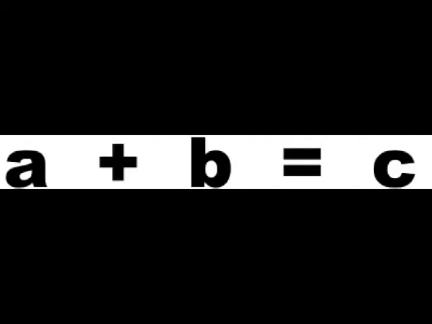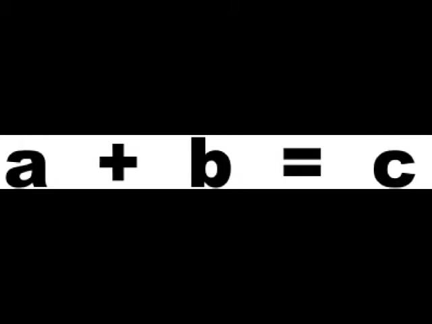We can represent this process symbolically with the letters A, B, C, and an equals sign. A is the number of beans in the first bag, B is the number of beans in the second bag, and C is the number of beans in the third bag after transferring the beans. I have shown this to be true for one particular case, and I encourage you to experiment to see that it is true for all whole numbers A and B. Now that we have defined addition, in the next video we will discuss some of its properties.